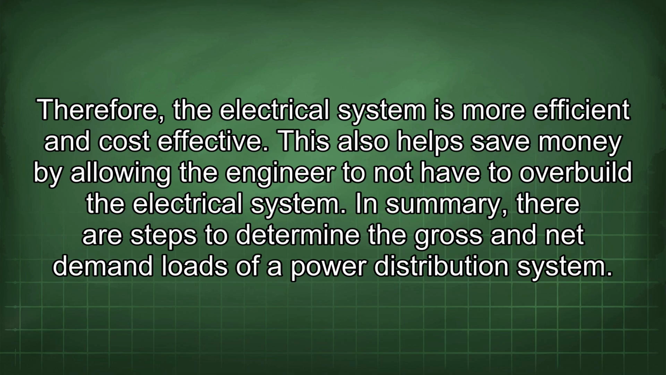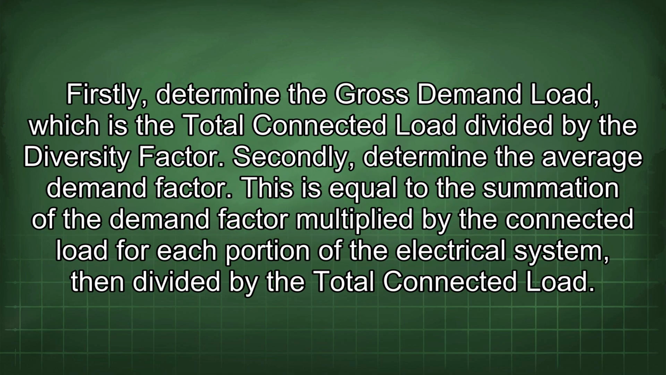In summary, there are steps to determine the gross and net demand loads of a power distribution system. Firstly, determine the gross demand load, which is the total connected load divided by the diversity factor. Secondly, determine the average demand factor.